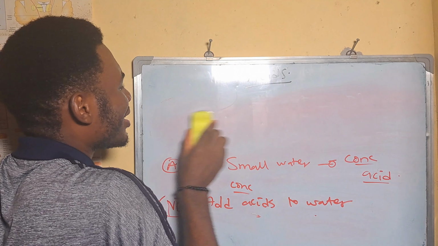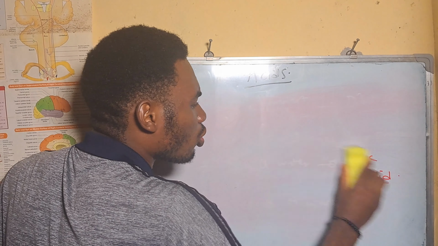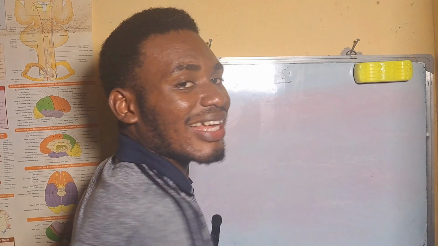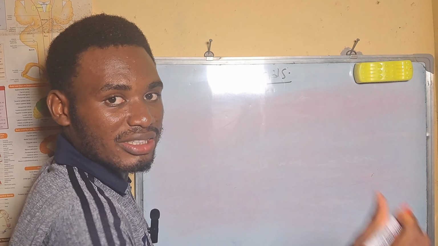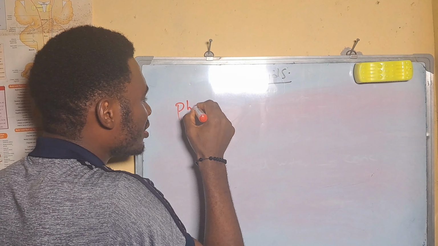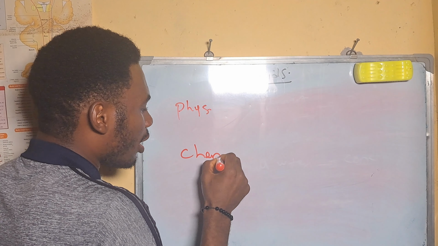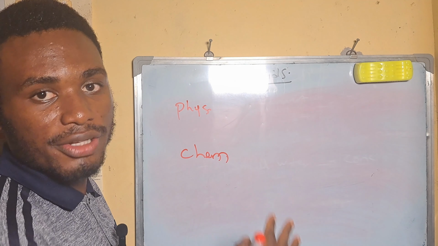For you to say that a substance is an acid, it must exhibit some properties. These are known properties, which can be physical properties or chemical properties. Before you can say that a substance is an acid, it must exhibit these two properties: the physical properties and the chemical properties. We'll take them one after the other.